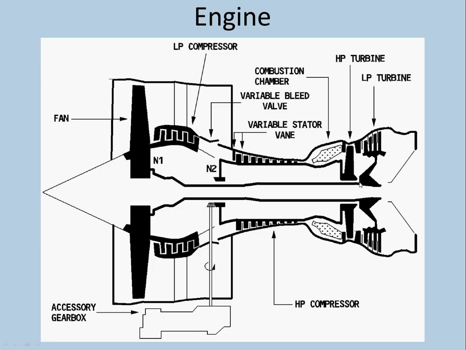So this is what an engine looks like if it is cut across. This is the fan here, and there are compressors, LP compressor, HP compressor, combustion chamber, HP turbine, LP turbine, VBV, VSV, and the accessory box. The LP compressor has 4 stages. The LP turbine also has 4 stages, as you can see here. The HP compressor though has 9 stages, and the HP turbine is a single stage.